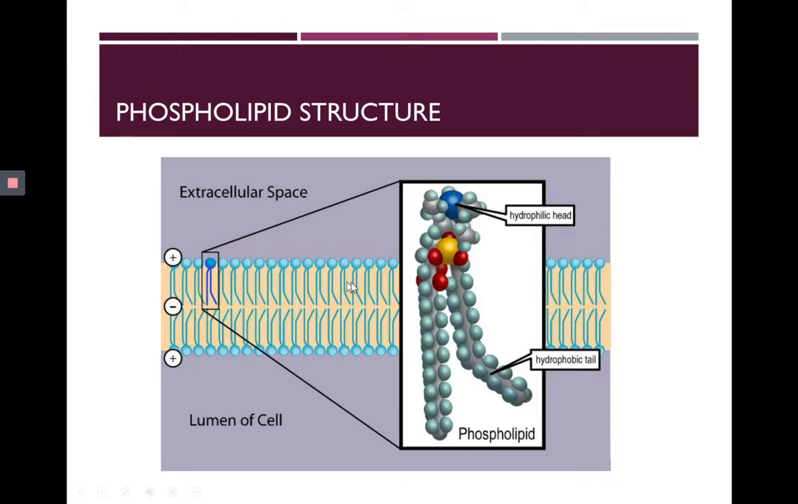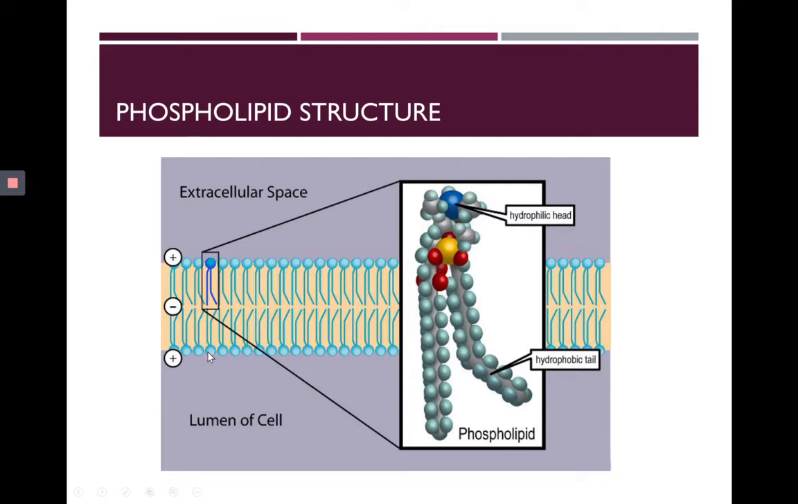Now imagine this bilayer going all the way around a cell. We've just taken a small piece, and what we're able to do is see that the tails are going to be located in the middle of the lipid bilayer, and the outsides are going to be located either close to the extracellular space or close to the lumen of the cell. So the heads are going to be directed towards areas that are watery. So there's a lot of water in the extracellular fluid. There's a lot of water in the intracellular fluid.